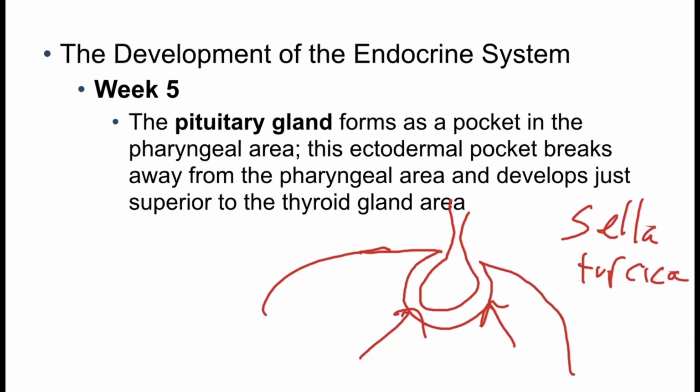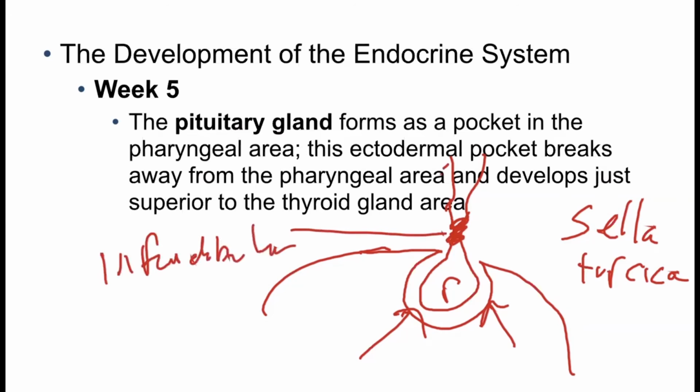Now, this is the pituitary gland. What's this little stalk called that comes up into the brain? The infundibulum. That's perfect. That's the infundibulum. And when it feeds into the brain, what area does it feed into? What's this area of the brain?